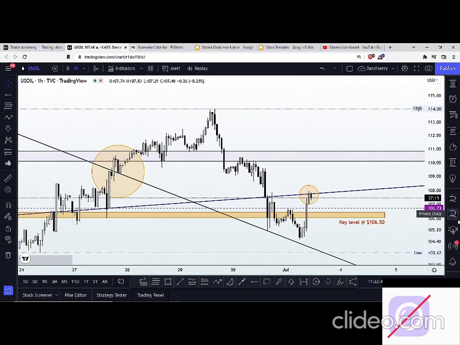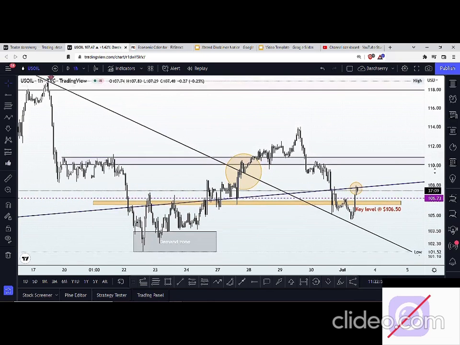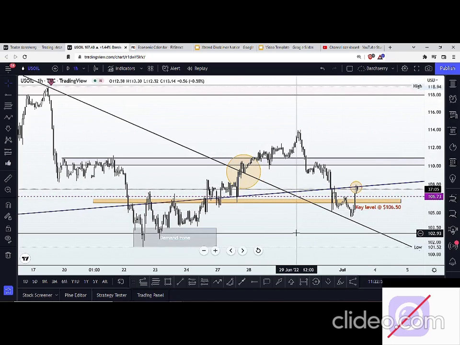So this is my scenario here on the US oil, and I hope you understand what I've just explained so far. And if you think you need further clarifications, you can drop it in the comment section, where I will be willing to shed more light on this.